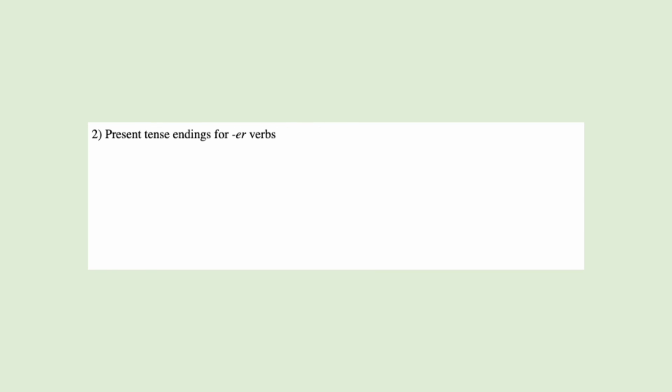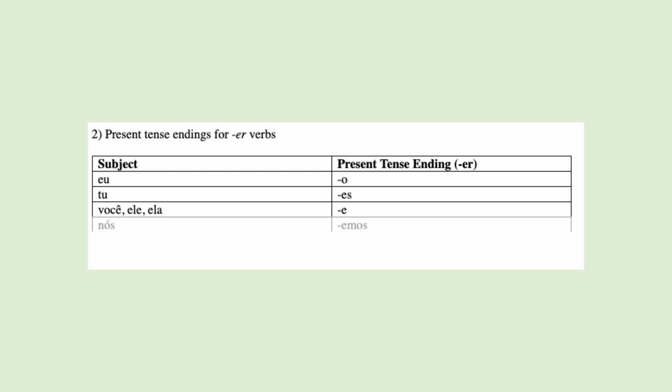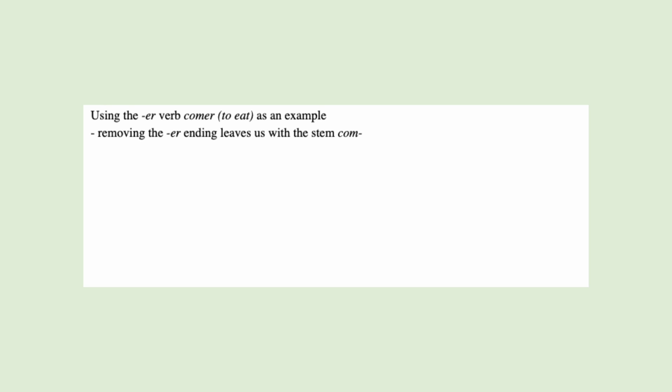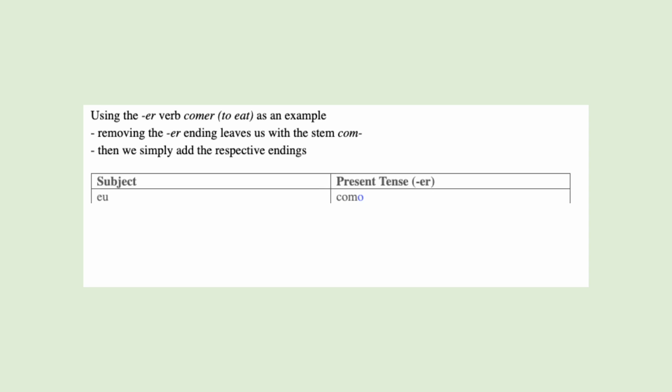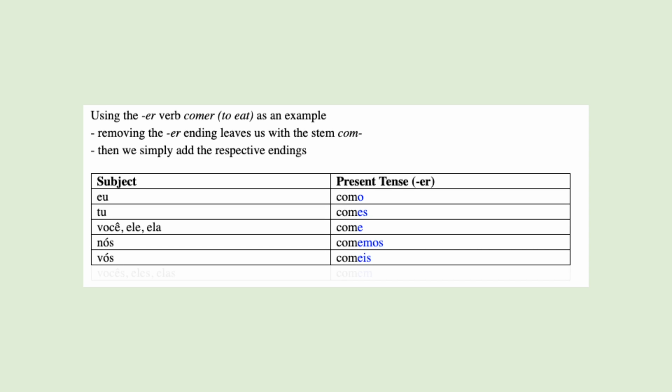The present tense endings for ER verbs are o, es, e, emos, eis, em. For the verb comer, we remove the ER ending, giving us a stem com, and to this we add the respective present tense endings. Como, comes, come, comemos, comeis, comem.